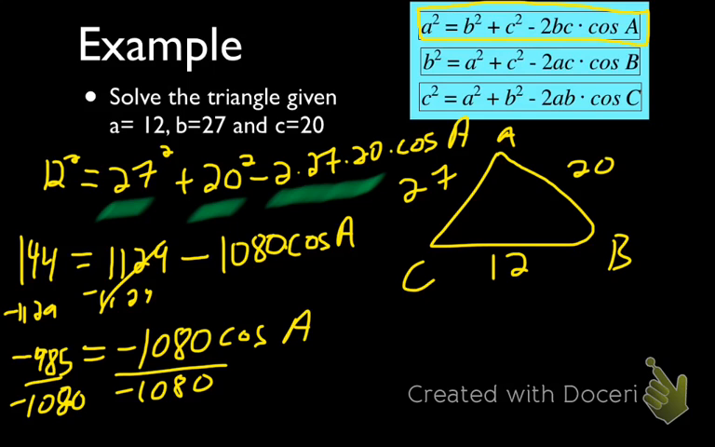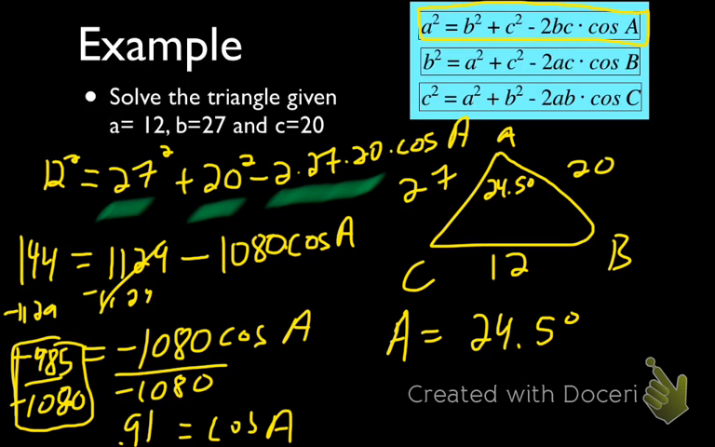All right, and what do I get for cosine A? 0.91. Negative cancels a negative, I think. So we should have positive 0.91. And then cosine of A, well, when we inverse cosine both sides, what do we get for A? Angle A is 24.5 degrees.